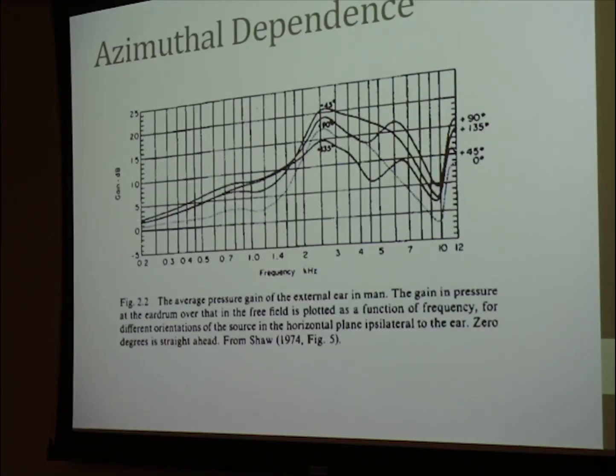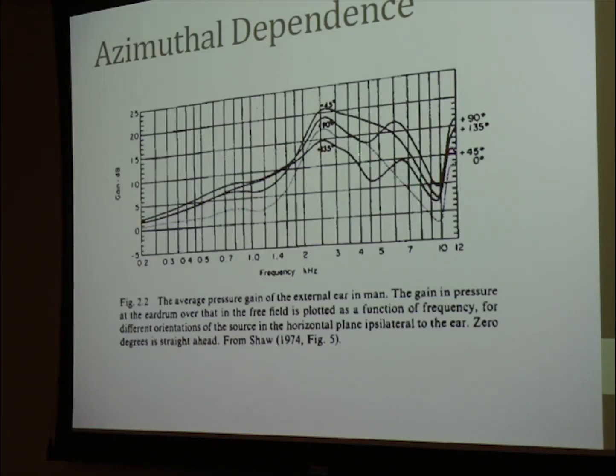So here's the azimuthal dependence, meaning the in-plane angle. As you can see, around 6 kilohertz, there's almost a 10 decibel difference between sound coming at a 45-degree angle and sound coming at 135 degrees, which is 90 degrees of difference. So the 45 is coming at a 45 in front of you, and the 135 is coming from behind you.